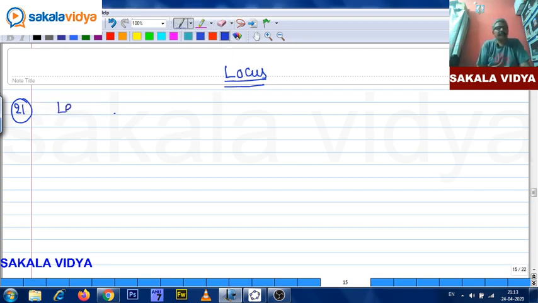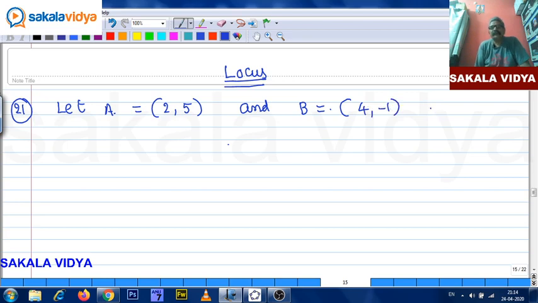Let A equal 2 comma 5. Tomorrow I am going to start a new chapter, that is the second year chapter. Right. And B equals 4 comma minus 1 are two vertices of a triangle ABC.